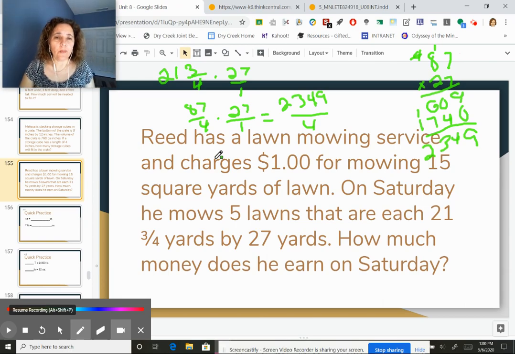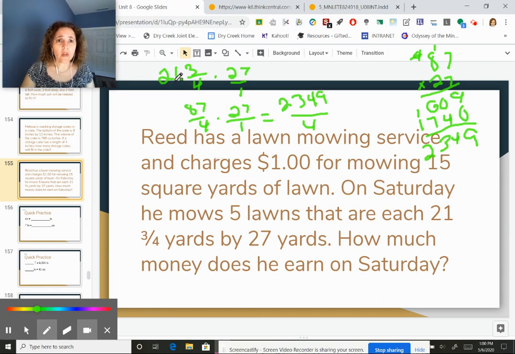All right. So I wrote my equation. 21 and 3/4 times 27 over 1. Okay, so I multiplied 4 times 21 and I got 84 plus 3 makes 87 over 4 times 27 over 1. 4 does not go into 87 and 4 does not go into 27, so I can't simplify. So I got to do it the long way. So I got to multiply 87 times 27. So I did that on the side over here. 87 times 27. 7 times 7 is 49. Carry my 4.